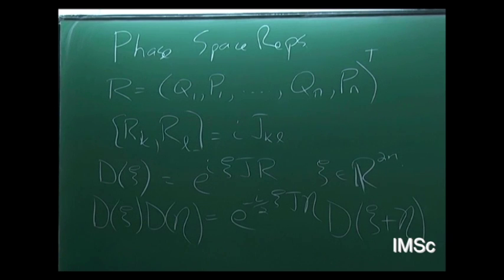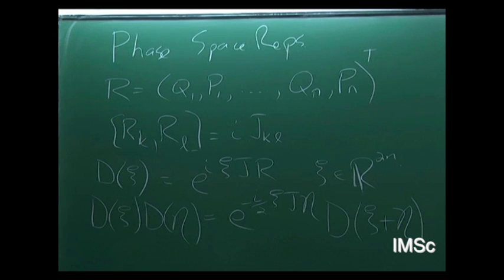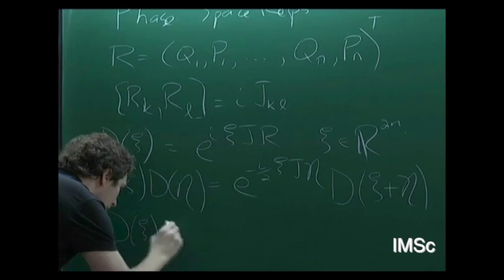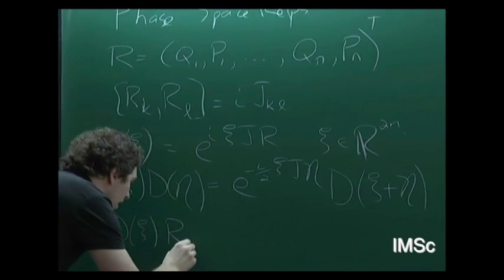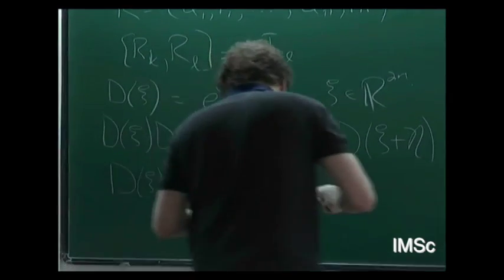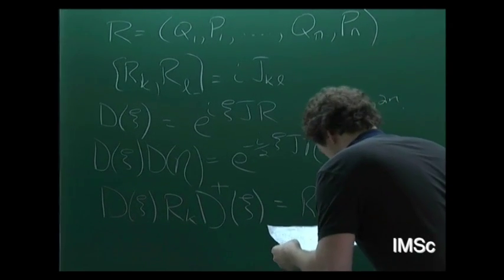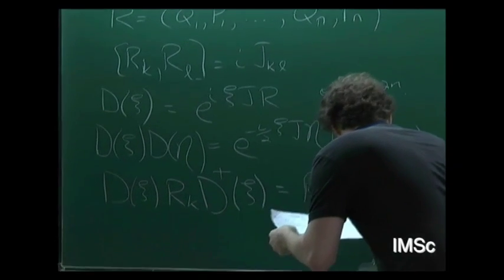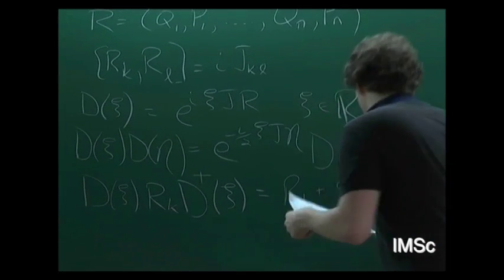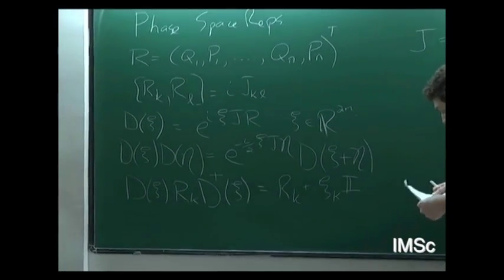So one property that's probably useful is, well, I'm calling it a displacement operator, but why? Well, the point is, if I take one of these quadratures R sub k, and I conjugate it by this guy, what I get back is R sub k plus some translation of R, okay? So these guys literally displace the value of the quadratures in phase space.